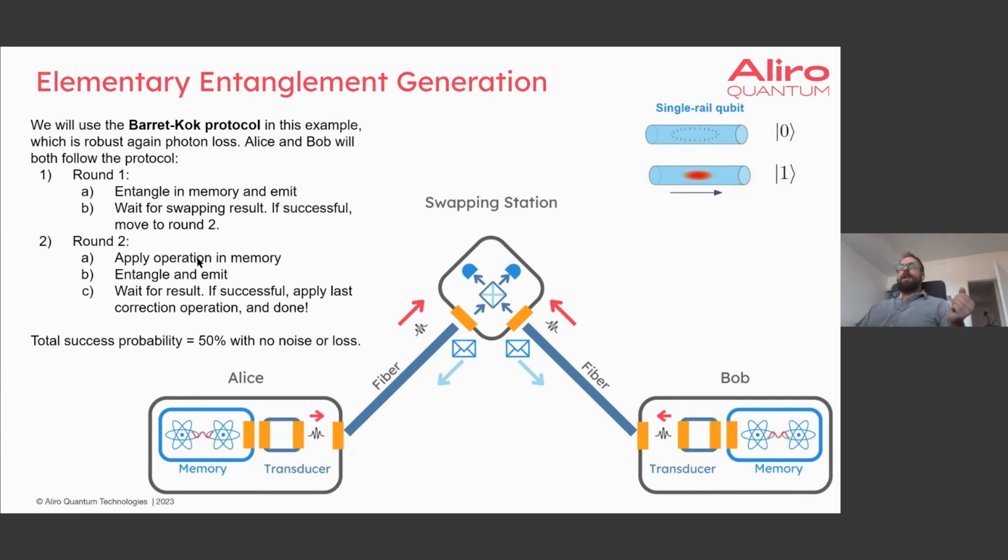If they succeeded, they move on to round two. They apply an operation onto their memory qubit, entangle and emit again, and then again wait for a response from the swapping station. If successful, they have to apply a small final correction onto their qubits, and then they are done. They have entanglement. But note that even with perfect parameters and no loss, the total success probability here is 50% at max.